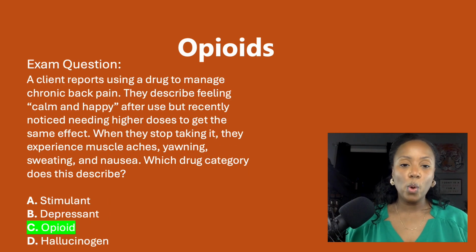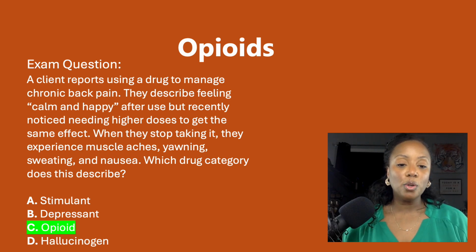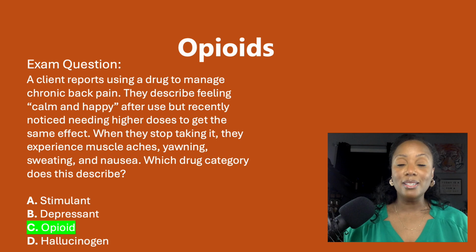Let's look at an exam question. A client reports using a drug to manage chronic back pain. They describe feeling calm and happy after use, but recently noticed needing higher doses to get the same effect. When they stop taking it, they experience muscle aches, yawning, sweating, and nausea. Which drug category does this describe? It will be C, opiate.